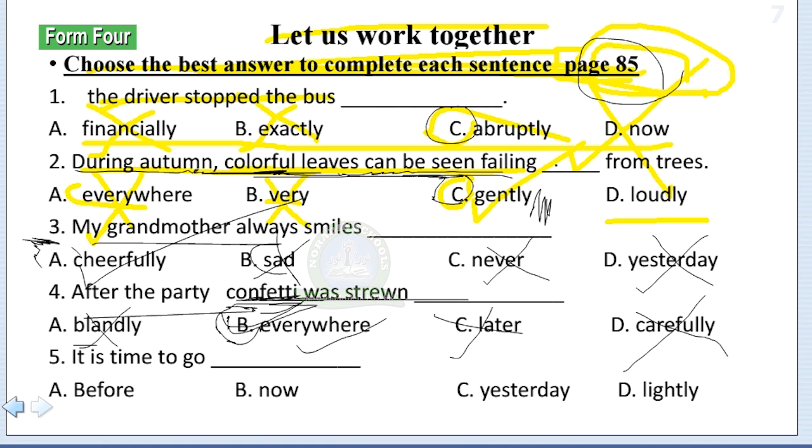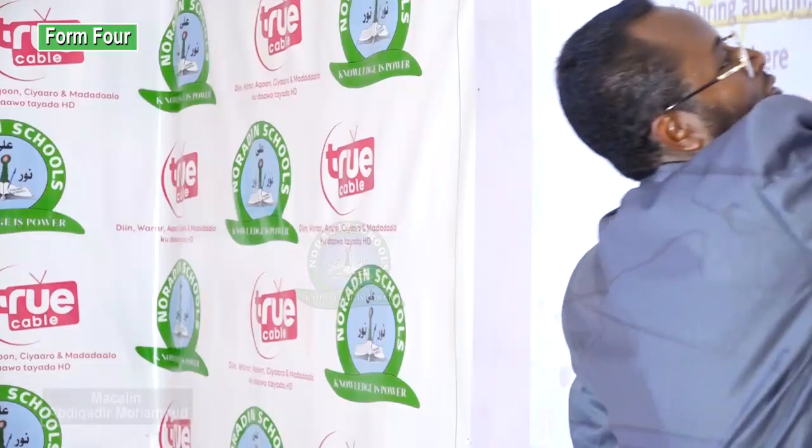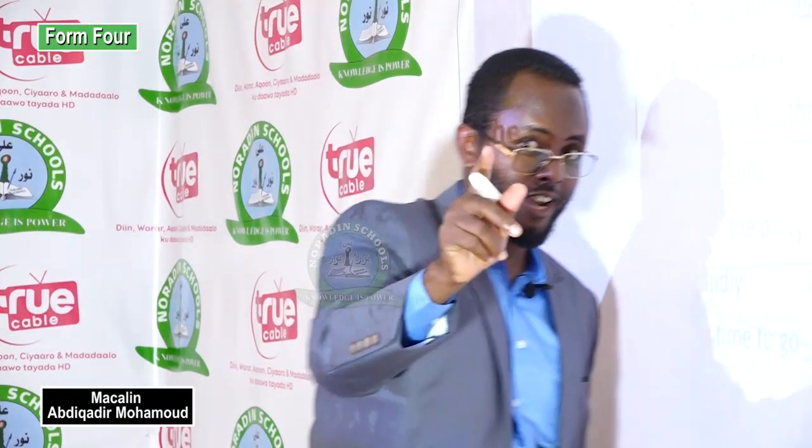It is time to go. Before? No. What about yesterday? No. It's time, this is present. So I'm not talking about this one. Lightly? No. It is time to go now. The correct answer is B. So where can you find this exercise? Page 85. Look at it.